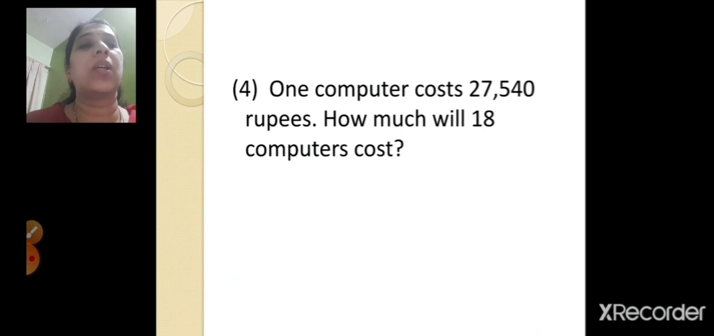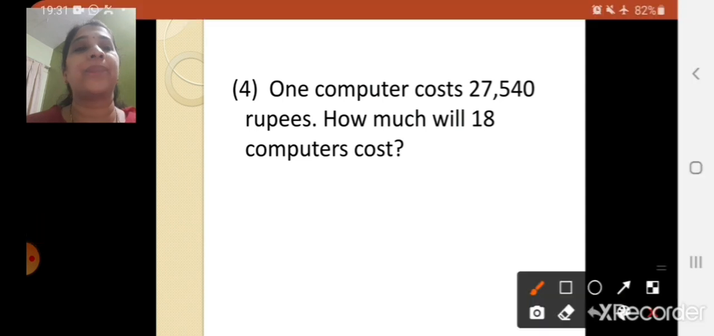One computer costs 27,540 rupees. How much will 18 computers cost? So the cost of one computer is how much? 27,540 rupees. And you have to find out the cost of 18 computers. So you are going to do multiplication: 27,540 into 18. So let's start.